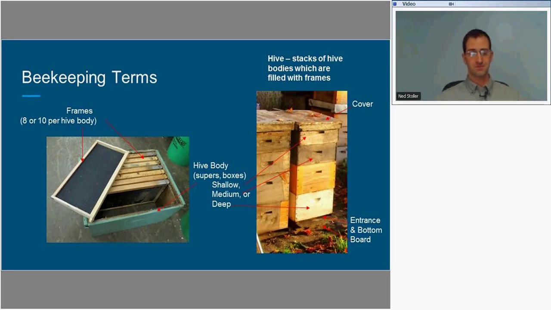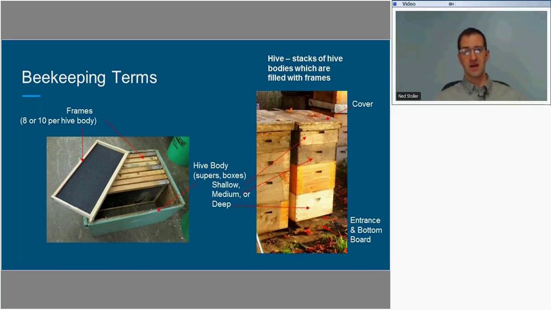They might have a sheet of plastic there for the bees to build their honeycomb on with their wax, or it might just be the wax that the bees produce themselves. So these are where the honey is going to be collected by the bees, and all of the weight of the honey is inside these hive bodies. You can see the picture on the right with the stack of hive bodies. Some of the hive bodies are shallow, some are medium, and some are deep in their shape, and we're going to talk about that some more later.